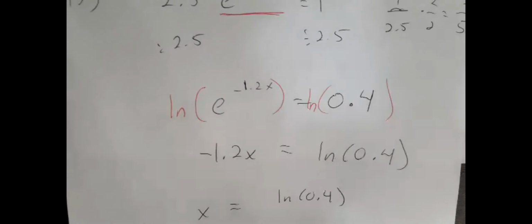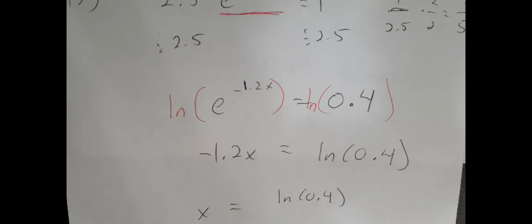I want to solve for x. We're almost there. My x is going to be equal to ln of 0.4, and what am I going to do? What's the last step? Divide by negative 1.2. Yep, that's it. And if I want an exact solution, that's my exact solution.